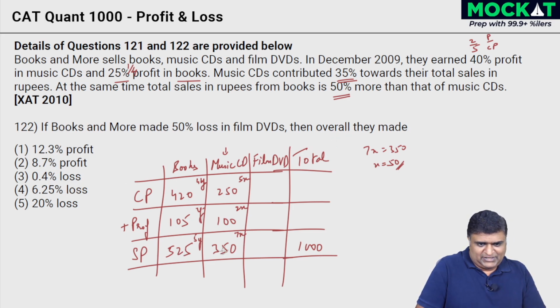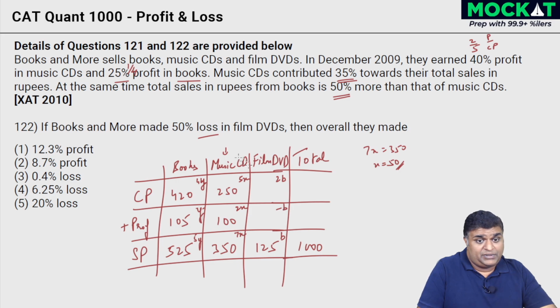So 525 plus 350 is 875, which means 125 should have been the sales or selling price of film DVDs. That is known. So therefore, what is going to be the CP and profit scenario over here? I'm told it's a loss, so half is the loss. So if this is 2x, then the profit or loss is minus x. Half of that is loss. What am I left with? x rupees. Once again, I'm using the same variable, so let me just use another one. Let's say 2b over here minus b, and you get a plus b.